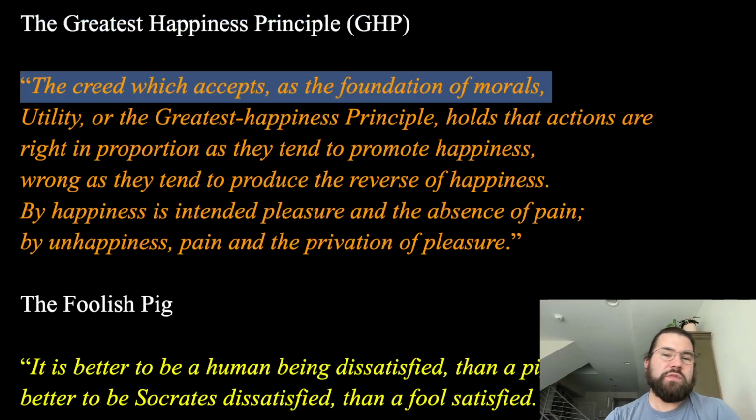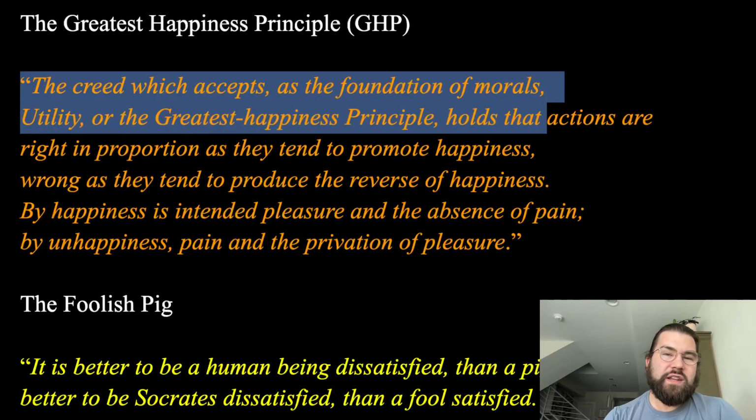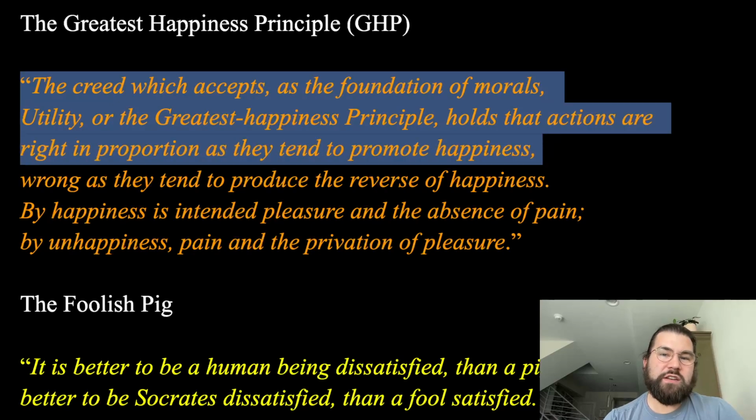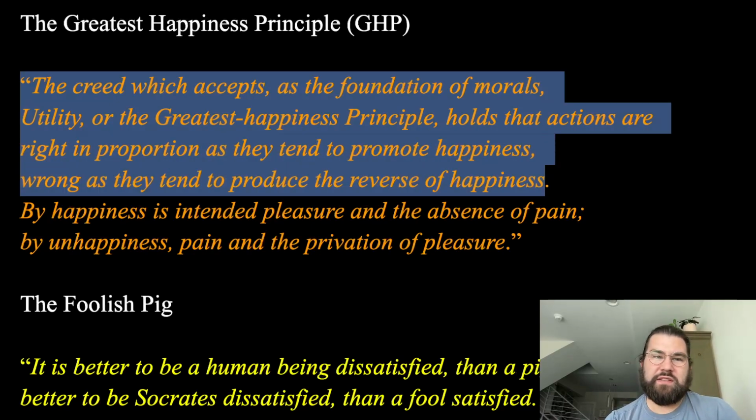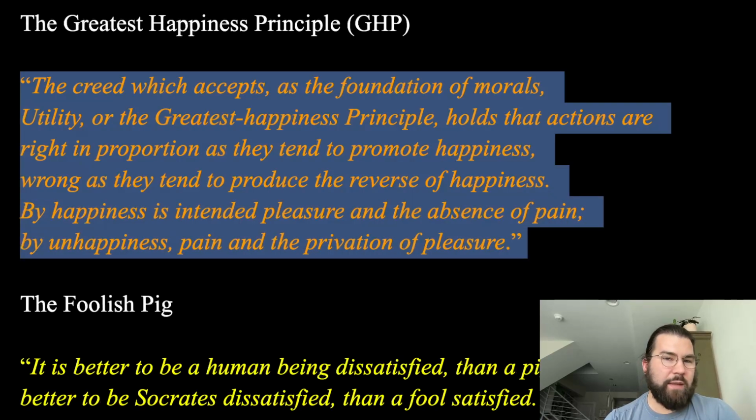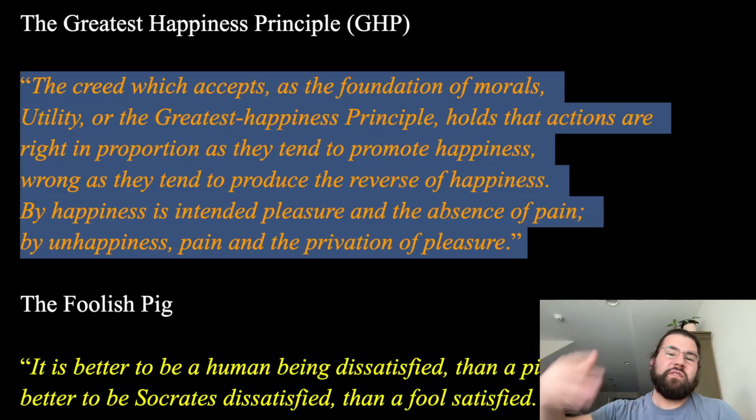So he says, "The creed which accepts as the foundation of morals utility, or the greatest happiness principle, holds that actions are right in proportion as they tend to promote happiness, wrong as they tend to produce the reverse of happiness. By happiness is intended pleasure and the absence of pain. By unhappiness, pain and the privation of pleasure." Pretty straightforward, right? The greatest happiness principle: whatever yields the greatest amount of happiness to the most amount of people.